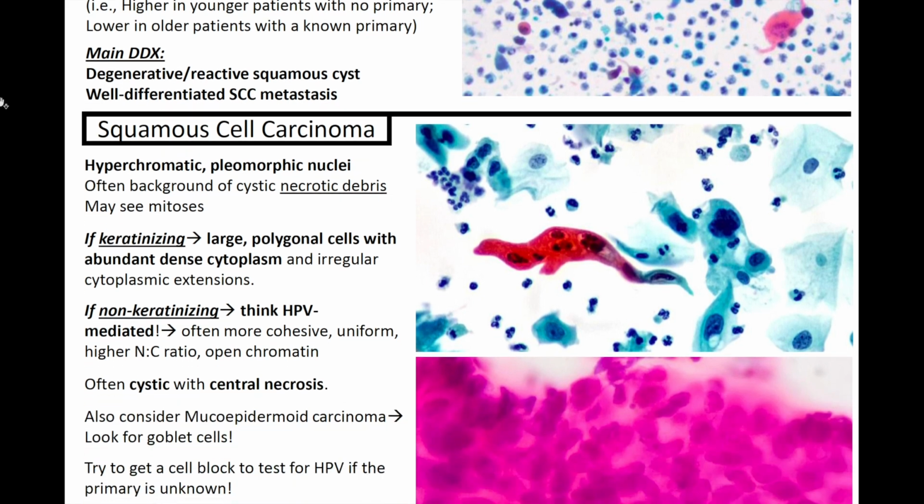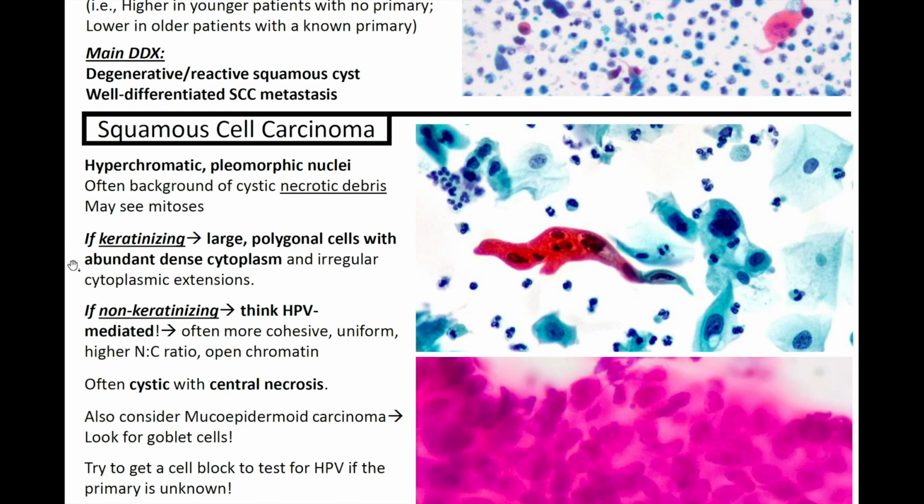And last but not least, we have squamous cell carcinoma, which is going to be hyperchromatic pleomorphic nuclei that we see here, often with a background of cystic, necrotic debris, and you may see mitoses. If it's keratinizing, you'll have large polygonal cells with abundant dense cytoplasm and irregular cytoplasmic extensions, which we commonly refer to as tadpole cells when that cytoplasm is drawn out and extended. And if it's non-keratinizing, think HPV mediated. Often more cohesive, uniform, higher nuclear to cytoplasmic ratio, and open chromatin.